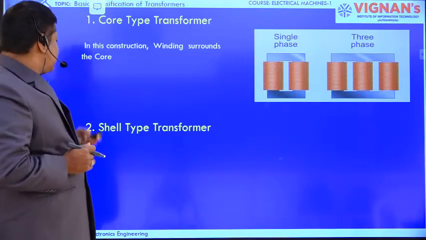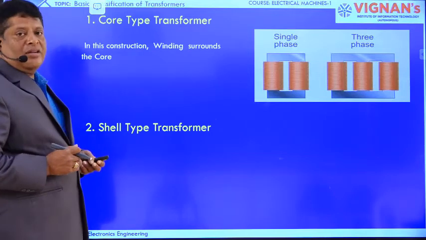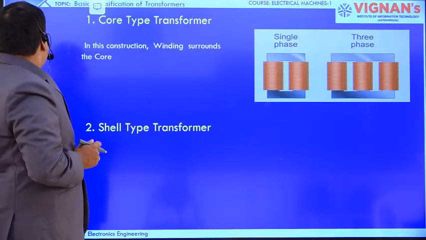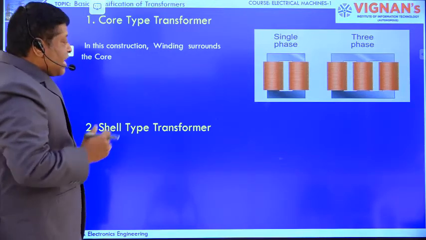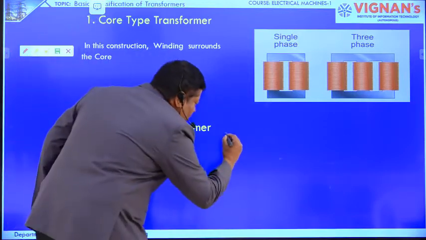The second construction is the shell type transformer. In this case, the core is shell type. See here.